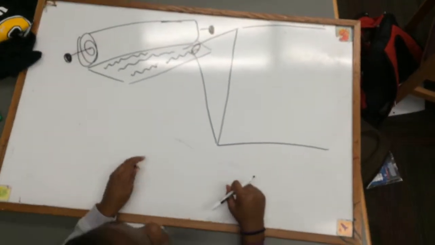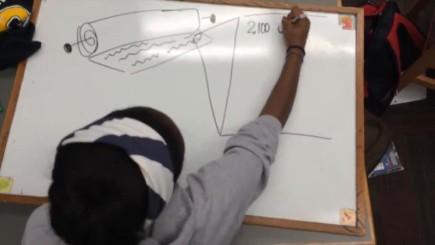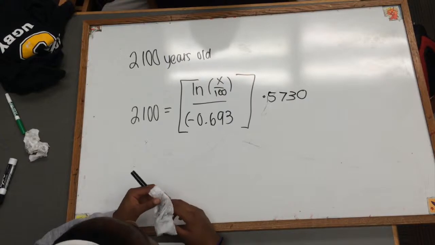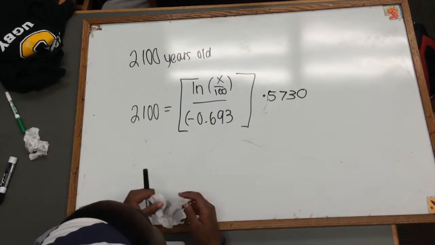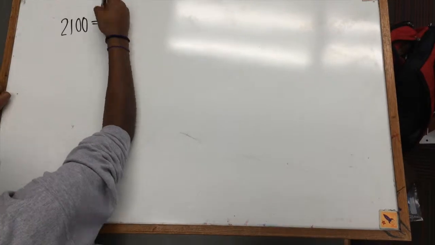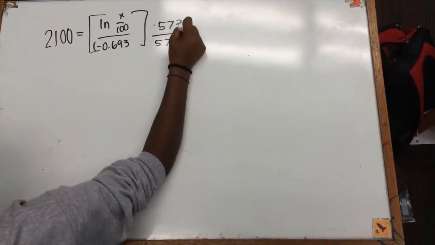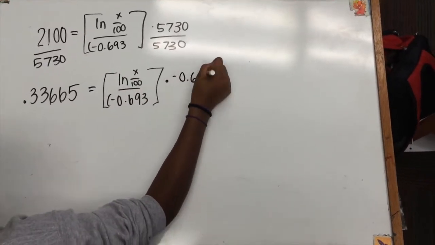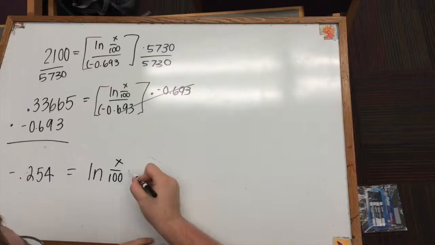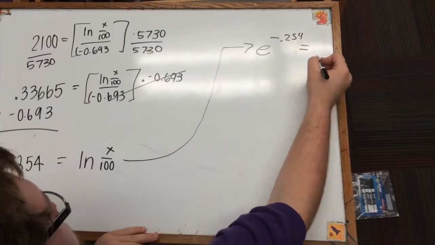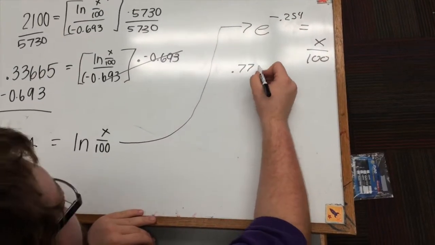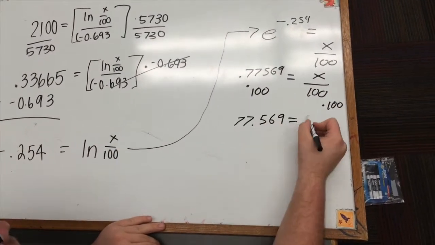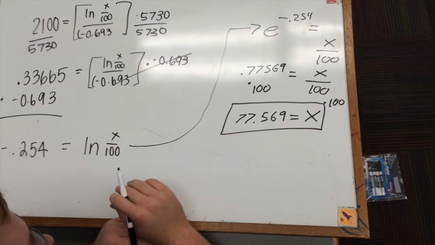Now we are going to reverse this process and find out how much carbon the scientists found in the scrolls. First, we will substitute 2,100 years for T and 5,730 years for T1/2. Next, we will divide both sides by 5,730. From there, we will multiply both sides by negative 0.693. Now we can change it into exponential form. Finally, we can multiply both sides by 100 to find the ratio of carbon-14 to carbon-12. This is 77.569. That means there's 77.569% of the carbon-14 left.